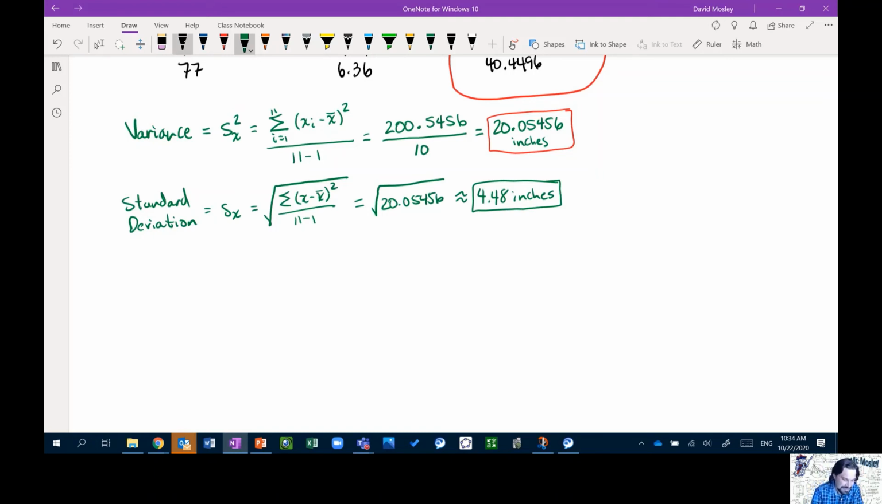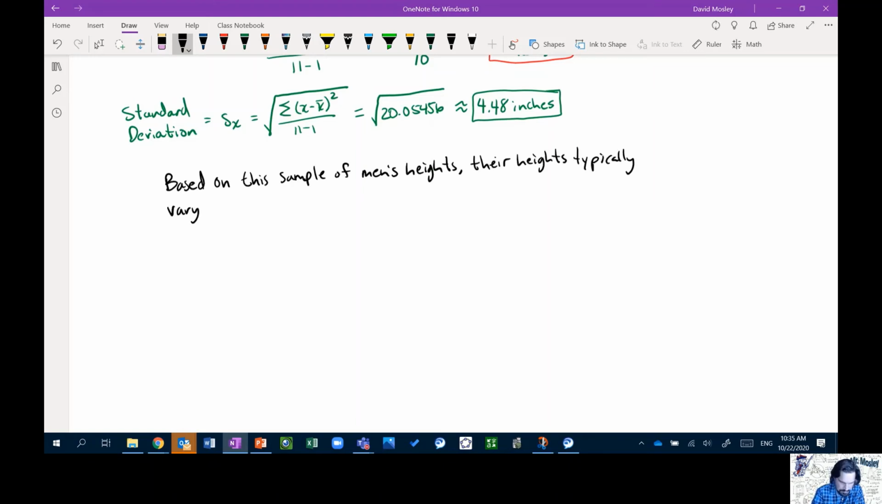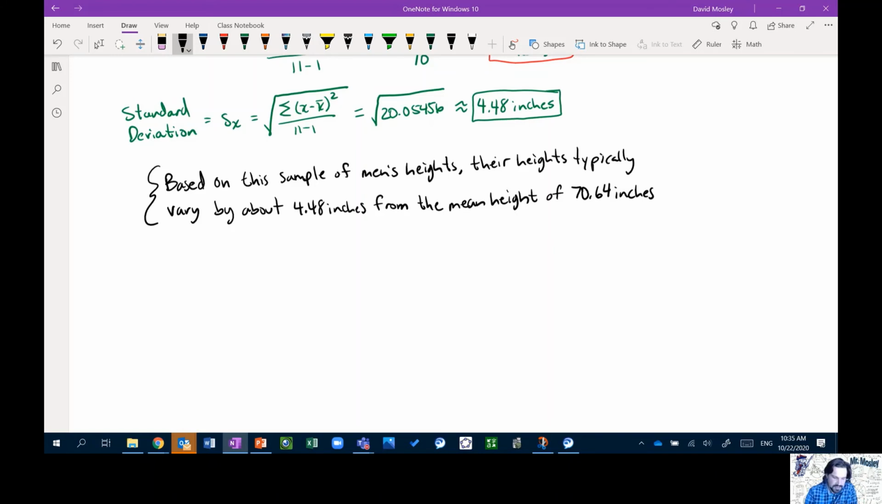So that allows us to say something now. So we can make the following statement. Based on this sample of men's heights, their heights typically vary by about 4.48 inches from the mean height of 70.64 inches. So that's a statement we can make based on our standard deviation. All right. So now let's check for outliers.